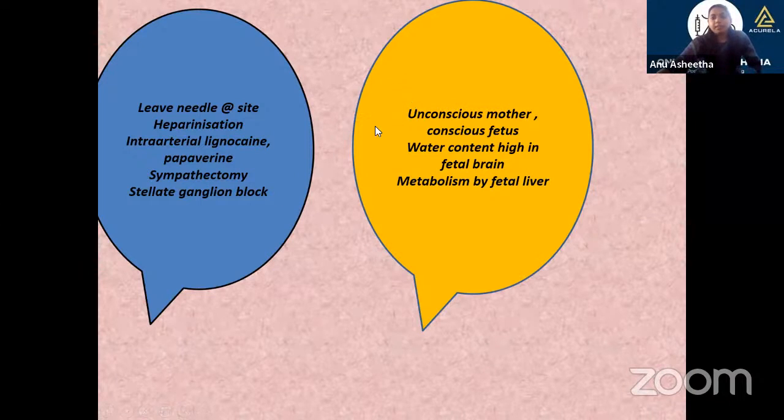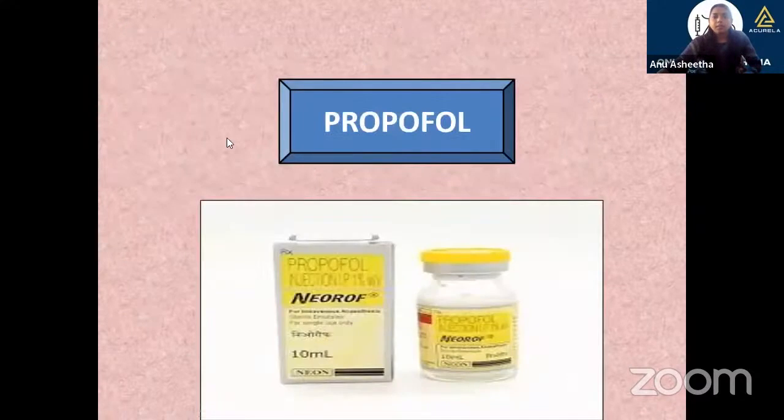Then, in pregnancy, for a cesarean section, if you are giving a GA, it could be used as an induction agent. Unconscious mother and a conscious fetus. How can this be possible? This is because of the fast metabolism of the drug by the fetal liver, and also the water content of the fetal brain is high, which avoids the crossing of the drug into the brain of the fetus. Hence, the fetus is conscious and the mother becomes unconscious.